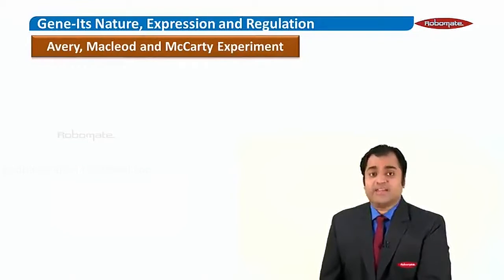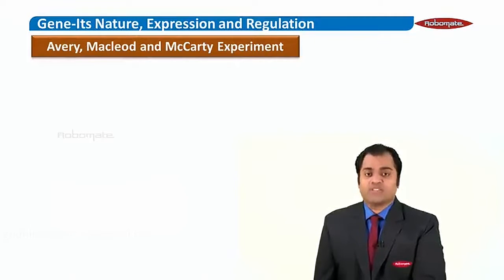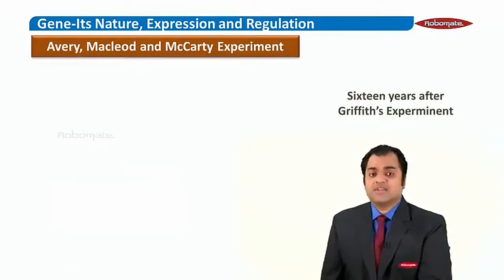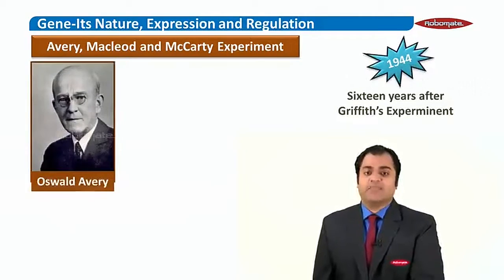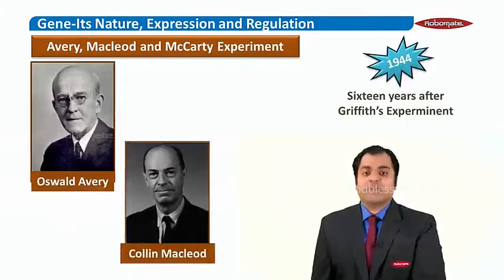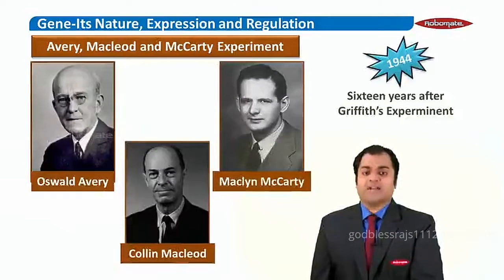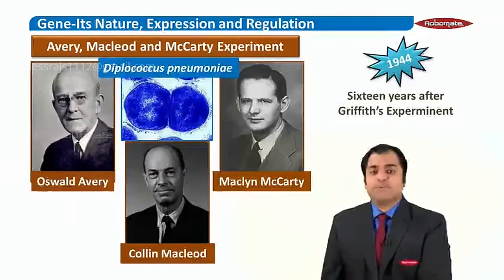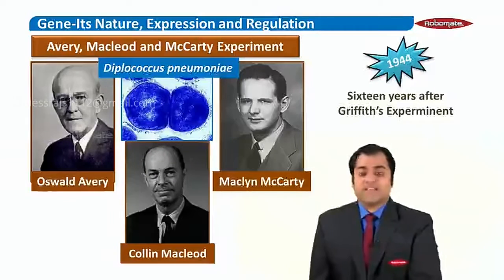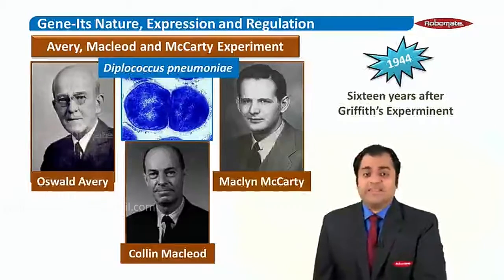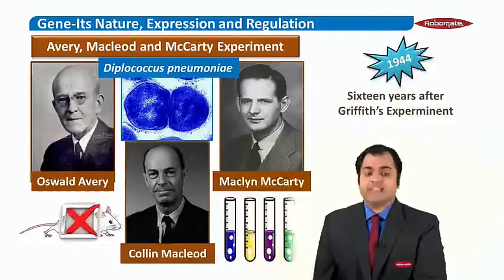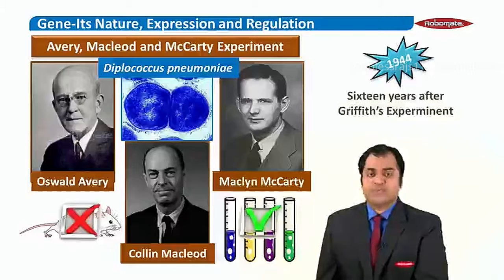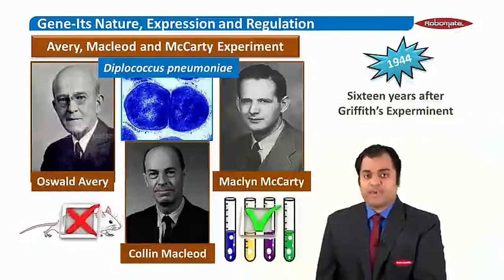Now in 1928, Griffith tried to prove that DNA was the genetic material, and 16 years after Griffith's experiment, which means in 1944, three scientists, namely Oswald Avery, Colin MacLeod and Maclyn McCarty, tried to conduct an experiment once again using the same bacteria called Diplococcus pneumoniae, a bacteria that causes pneumonia in mammals. Only this time they did not use any mouse for the experiment. They conducted their experiments only in the test tubes. Let us see what they did in their experiment.